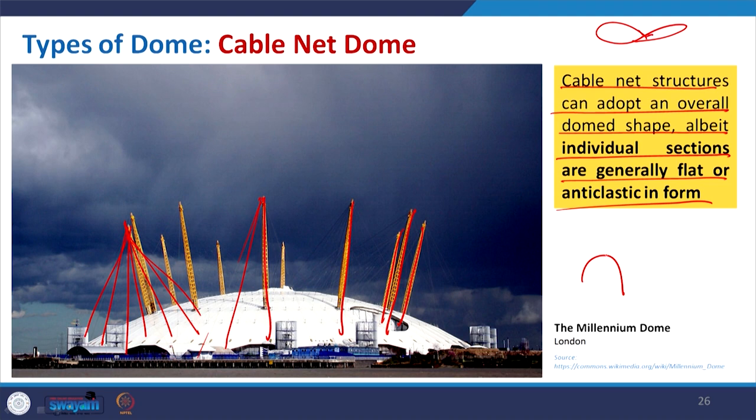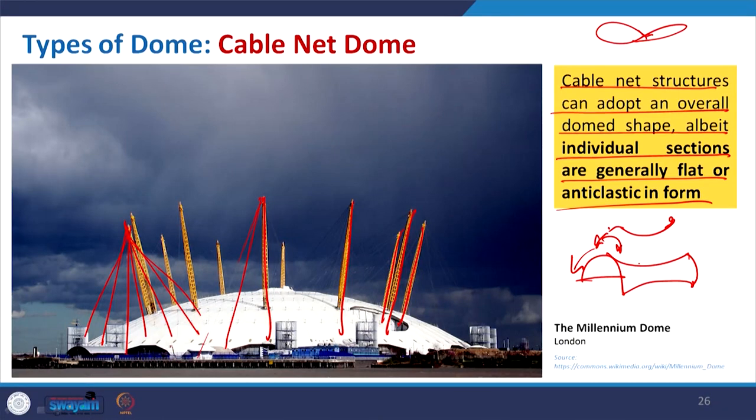Here I am trying to explain this with this example. Anticlastic means you have a curvature of this particular arch like this, and then you have a curvature of the top like this. This is the anticlastic form that we will follow when we discuss the fabric structure. We will discuss in detail the anticlastic and synclastic curvature, their advantages and disadvantages, but to understand it, it is basically two curvatures in opposite directions. So this is from the cable net dome.